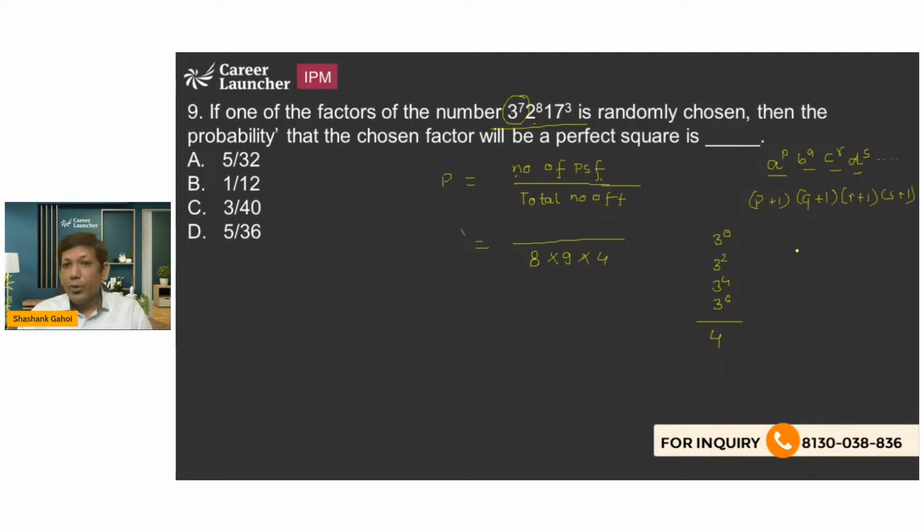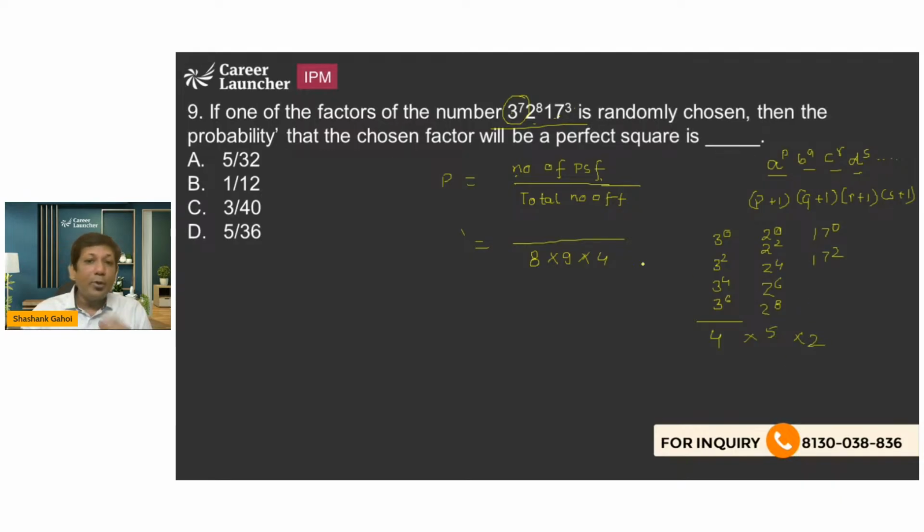2 पावर 8 के कितने होंगे? 2 पावर 8 के होंगे 2 पावर 0, 2 पावर 2, 2 पावर 4, 2 पावर 6 एंड 2 पावर 8. इसके तो 5 होंगे. ठीक है, 17 पावर 3 के कितने फैक्टर होंगे जो परफेक्ट स्क्वायर होंगे? 17 पावर 0 एंड 17 पावर 2.